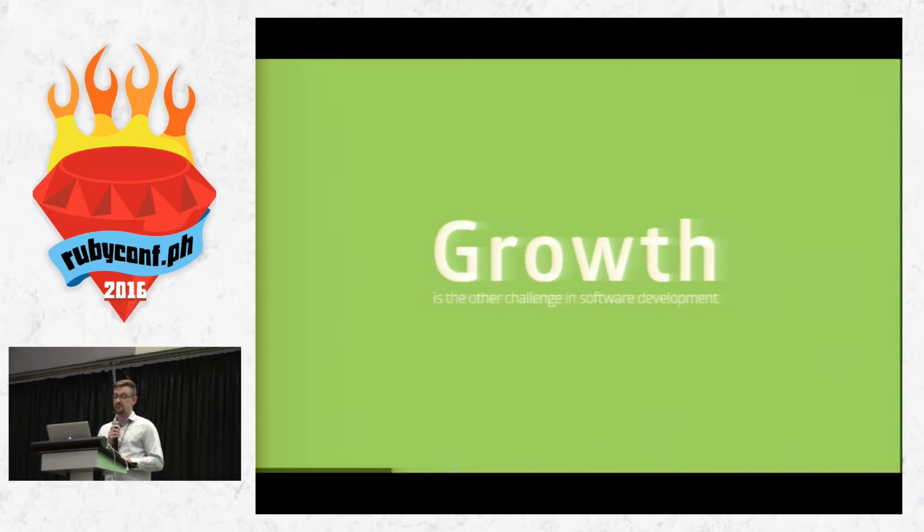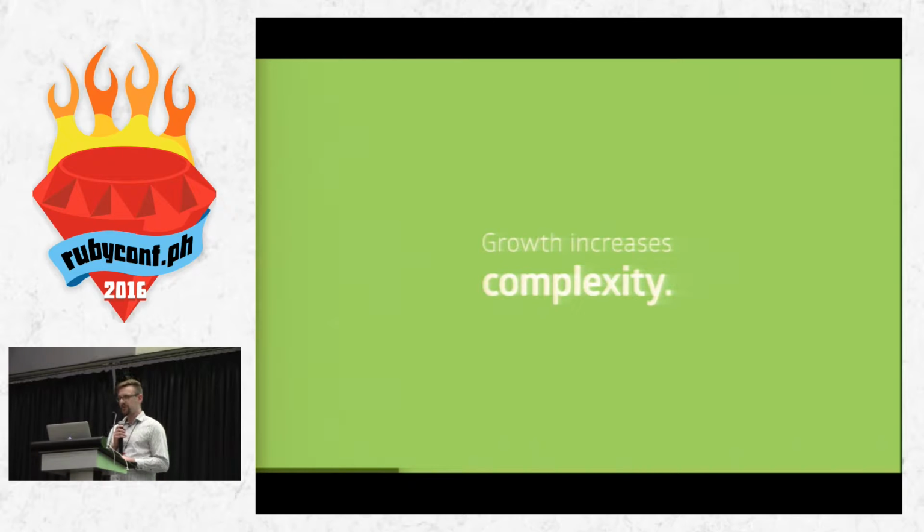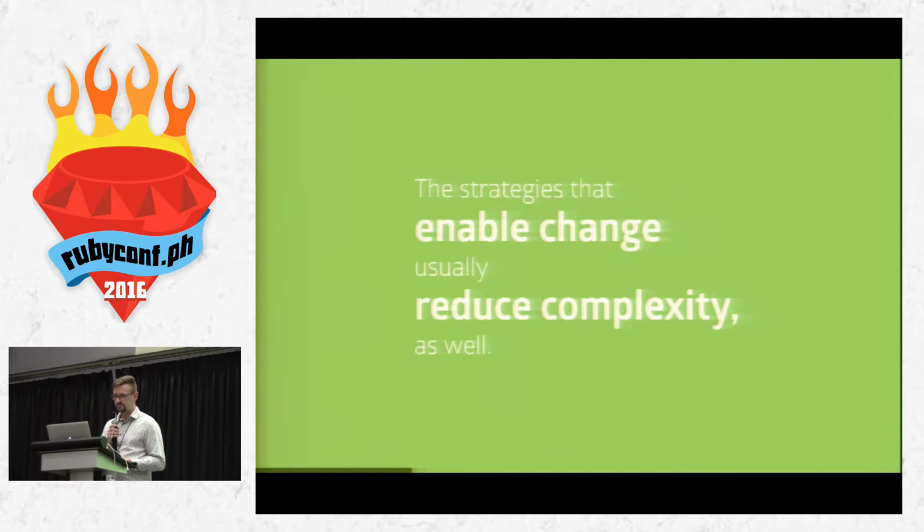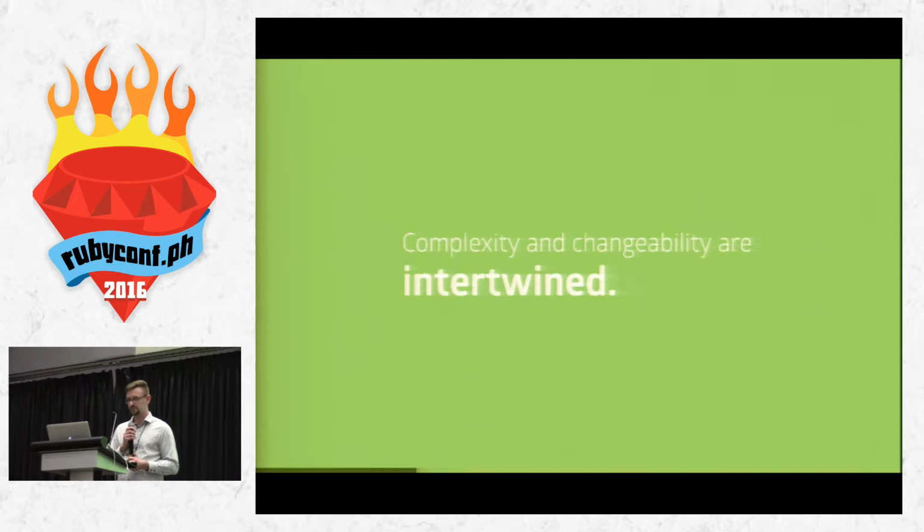The second aspect that is really difficult when we talk about software development is growth. And it is again something that you can't avoid if your product is around for a longer time. The problem with growth is that it increases complexity. And with an increase in complexity, you usually have a decrease in velocity, simply because it is harder to reason about the entire product. Luckily, the strategies that enable change often also reduce complexity. So they are both sort of intertwined.